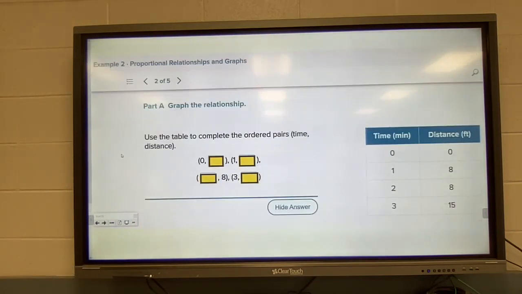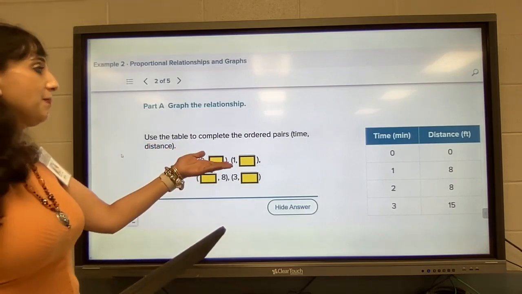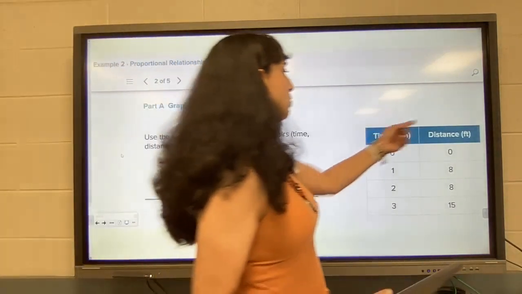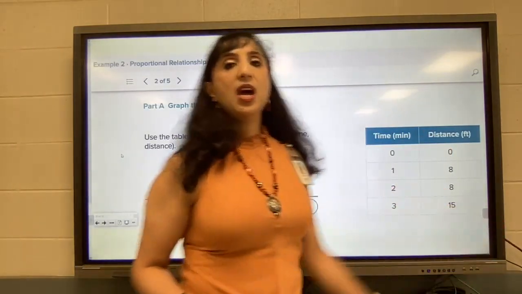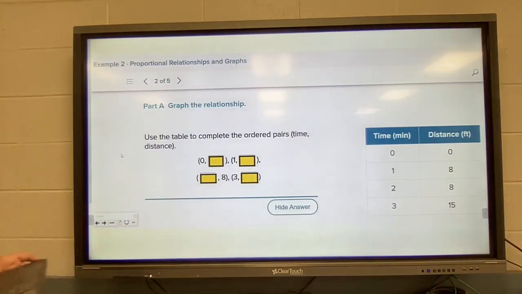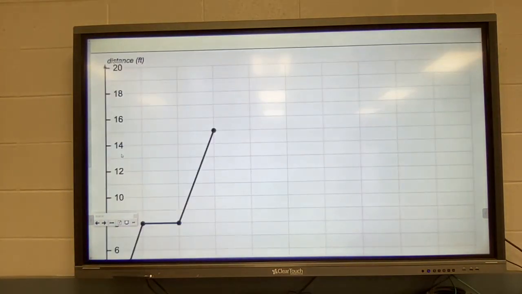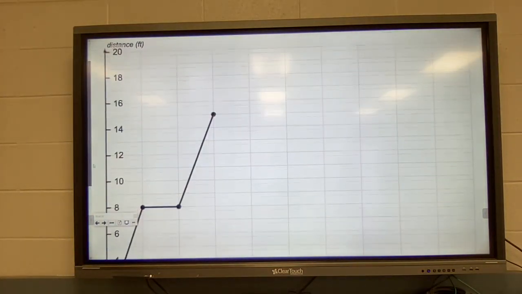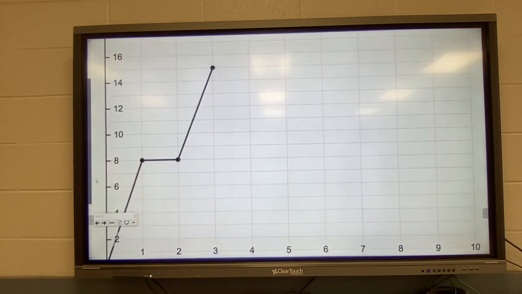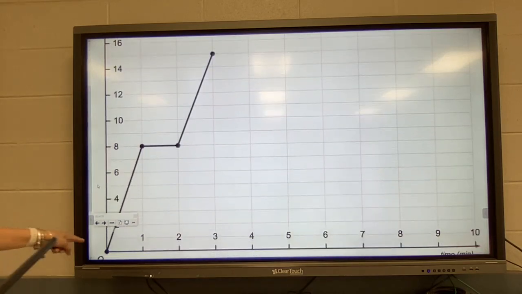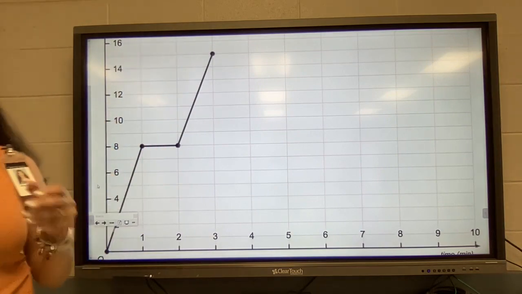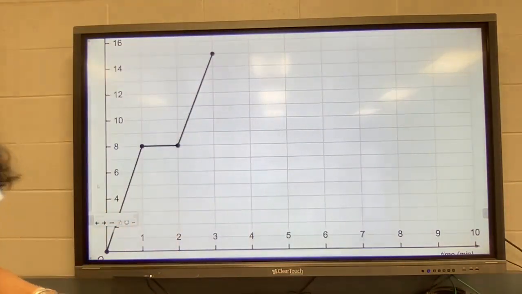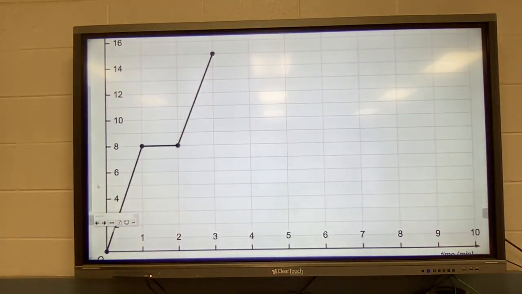And so here again, my ordered pairs, x, y, are 0, 0, 1, 8, 2, 8, 3, 15 when I start graphing this. And here, look at the graph. It may begin at the origin, but look what's happening, going up and then this way and then up. You can't have a graph like that telling you it's proportional. It's got to be a straight line. Okay, so this graph is not proportional.